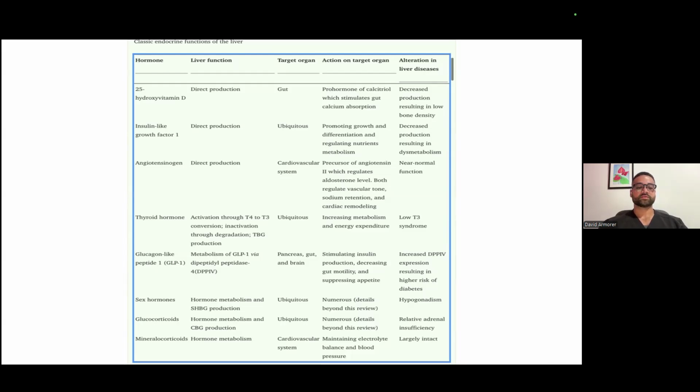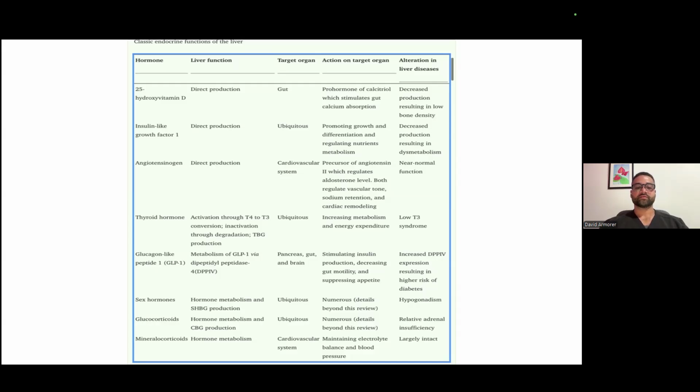Then the sex hormones are secreted, which have direct effects throughout the body. The liver functions in metabolizing the hormones, breaking them down, as well as producing the carrier proteins discussed previously. When the liver is damaged, we see hypogonadism, and the actions are numerous throughout the body through secondary sexual characteristics development and maintenance. Then you have glucocorticoids, which the liver functions to metabolize, as well as have the carrier proteins we spoke about previously.